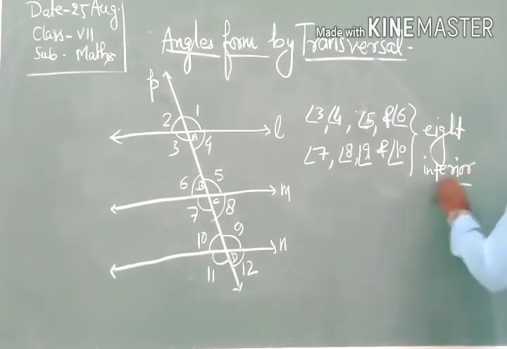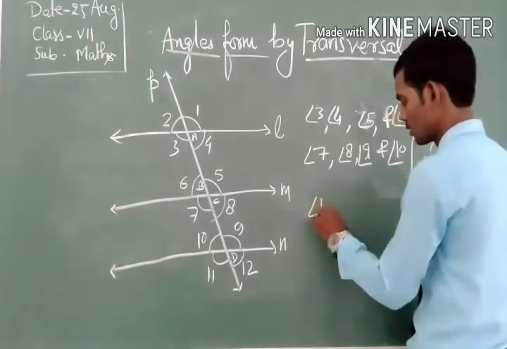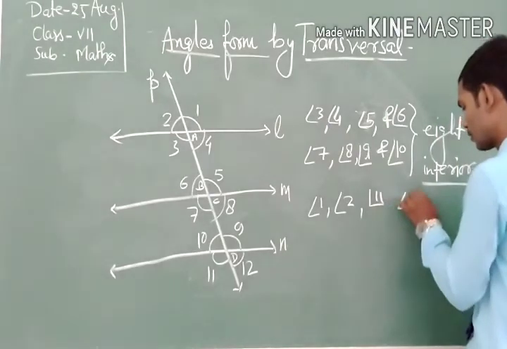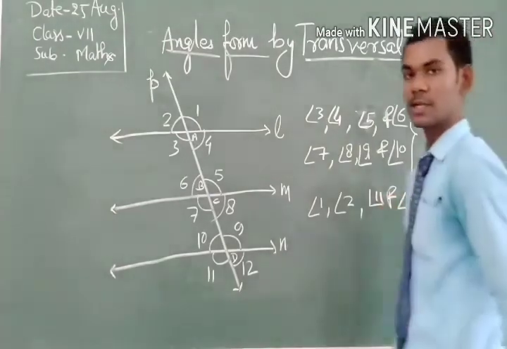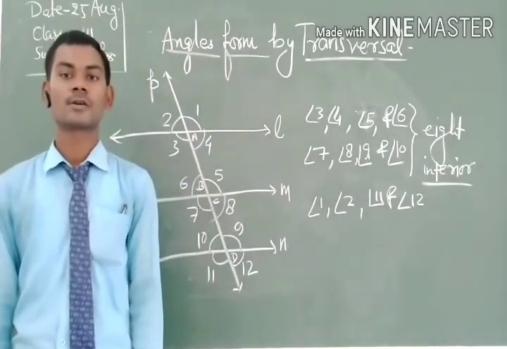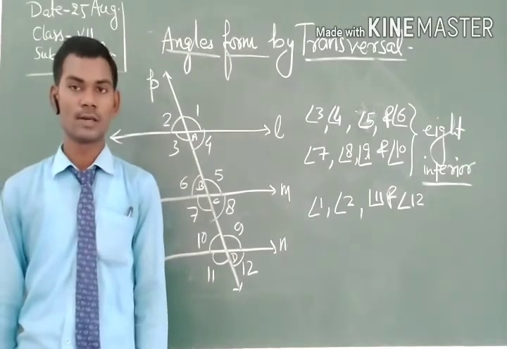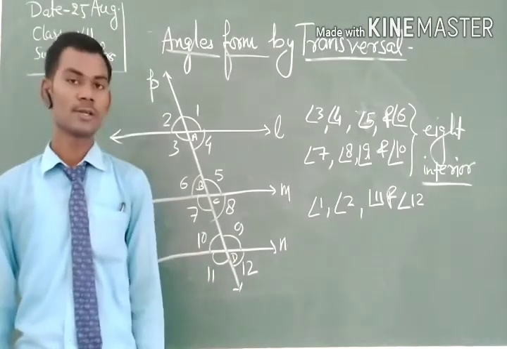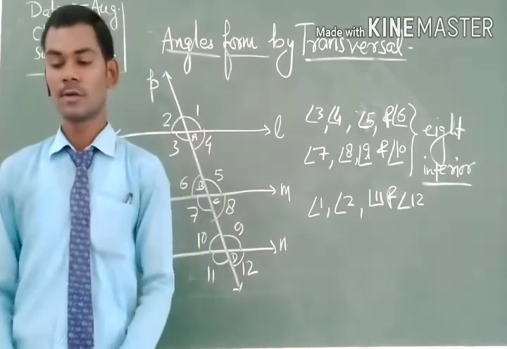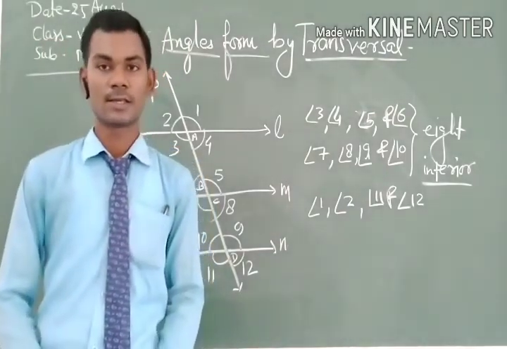There are 8 interior angles, and angle 1, angle 2, angle 11 and angle 12 are the exterior angles because they do not have the common line segment and also do not lie between the given lines, so they are the exterior angles. I hope it is clear. So now let us see some examples on the interior angle and exterior angle.